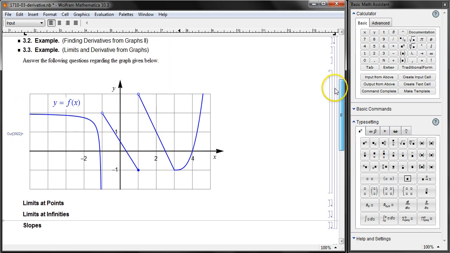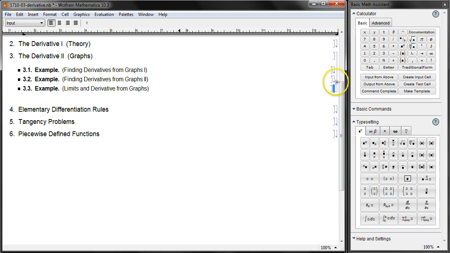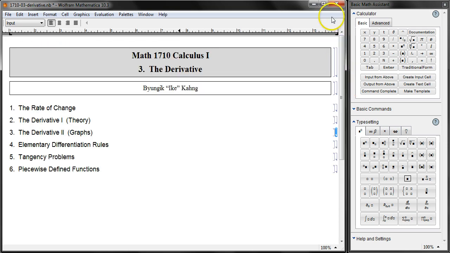Okay, so much for derivatives with graphs. And from the next video on, let's do some formula problems.